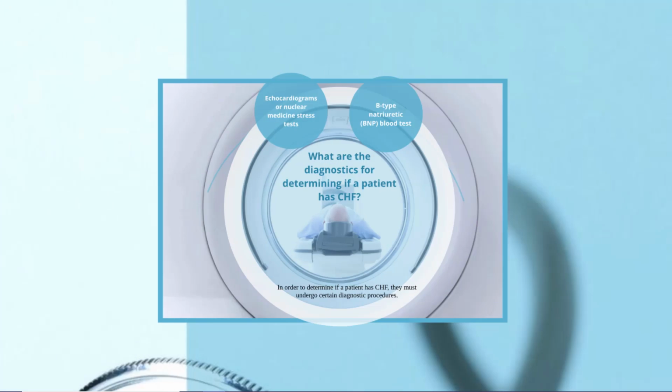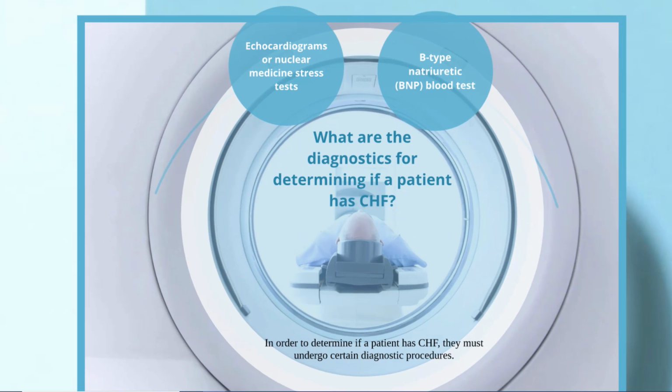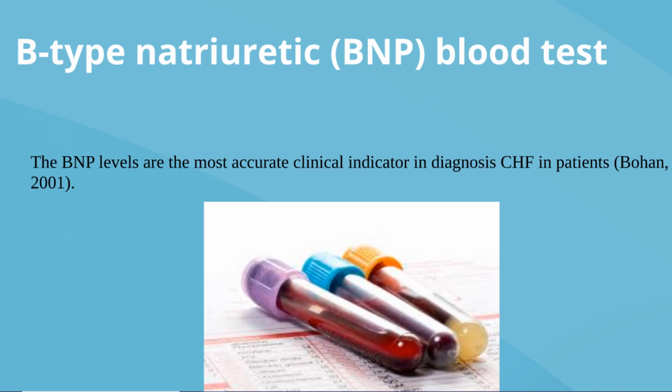In order to determine if a patient has CHF, they must first undergo certain diagnostic procedures. What are the diagnostic procedures to determine if a patient has CHF? One type of diagnostic test for CHF is called a BNP, or a B-type natriuretic peptide, also known as a brain natriuretic peptide. This is a hormone secreted by the cardiac muscles in response to any sort of cardiac damage, and it can be determined through blood samples.